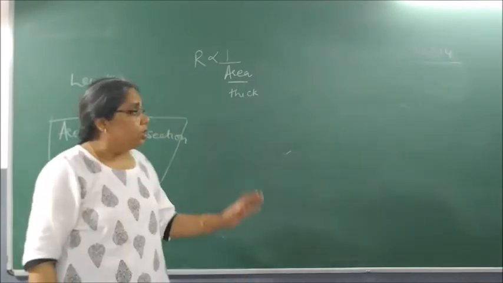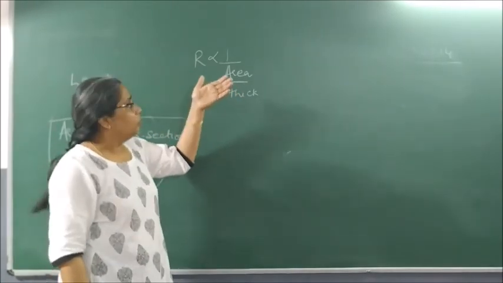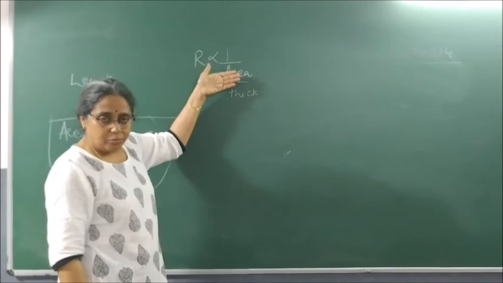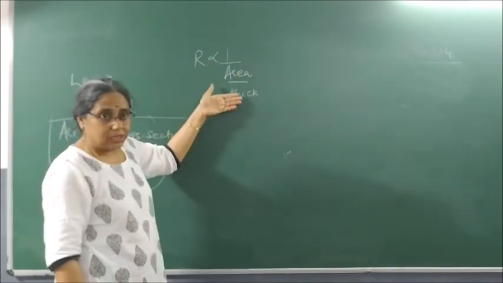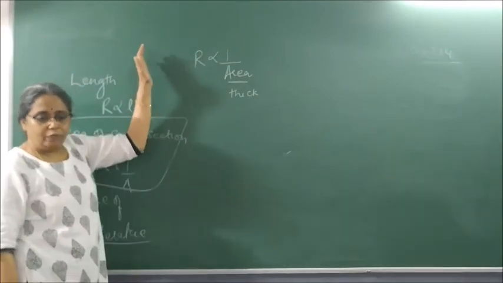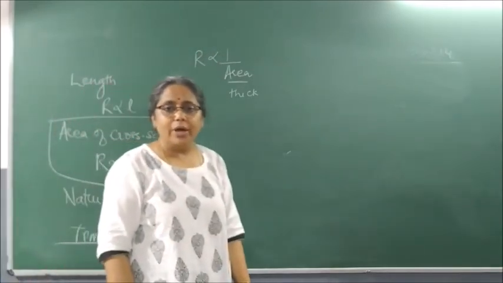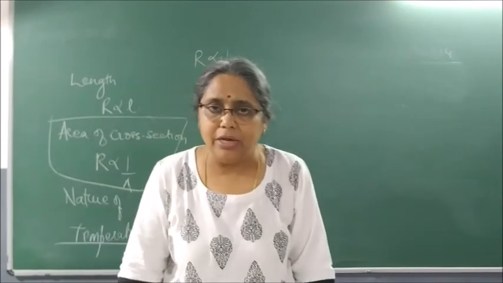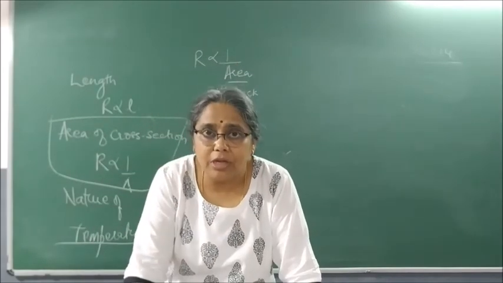Understood this? So you have to write it in words. You will write, if the area is more, that is the wire is thick, the resistance is less and more current will flow. And hence, which wires are preferred? Thicker wires are preferred instead of thinner wires.